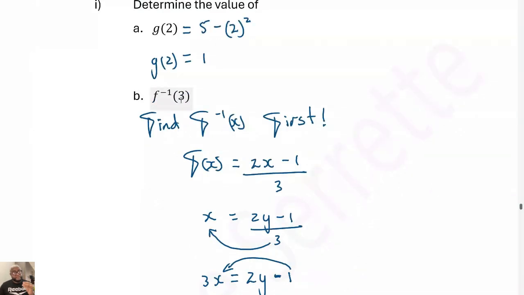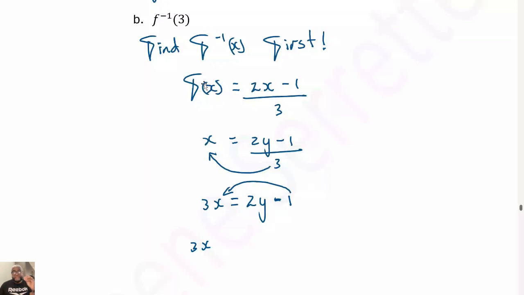Next, we need to find f negative 1 of 3. But you need to find f negative 1 of x first, right? What I did is I wrote down what f of x is. It's 2x minus 1 over 3. I need to replace f of x with x, and I'm going to replace x with y. I need to make y the subject. So I carry 3 to the right. I multiply x by 3, which is the same as 3x. Now I'm going to carry negative 1 to the left. So instead of minusing, I'm going to plus 2y, right?